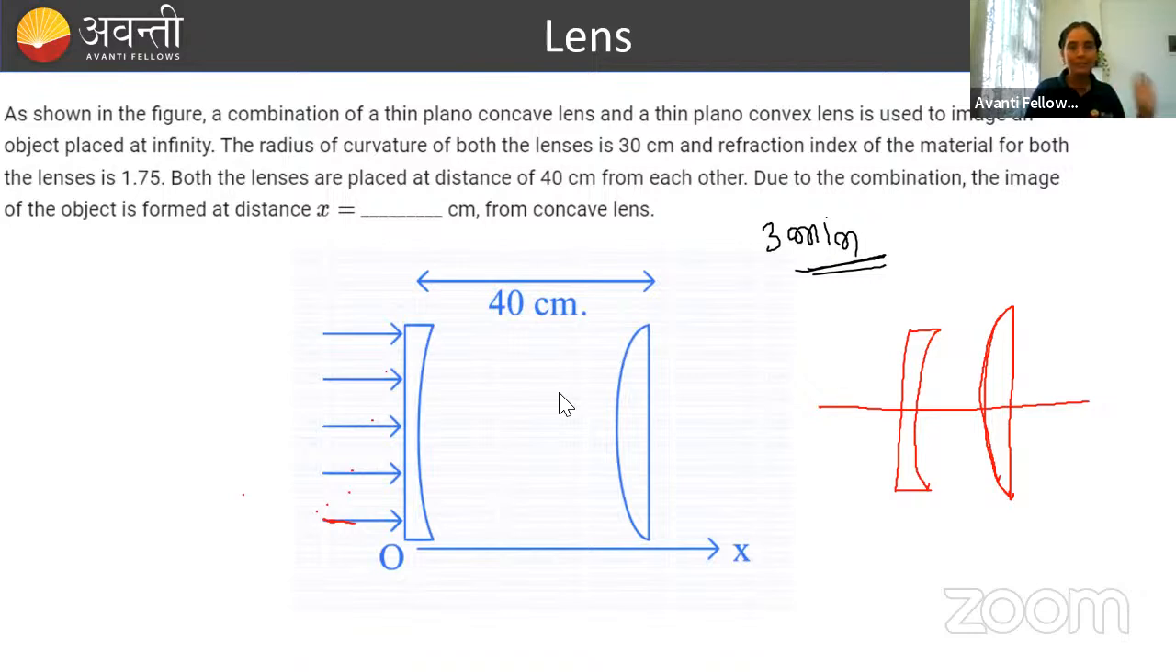The object is at infinity, so the ray of light falling on the concave lens will be parallel. So this parallel beam of light, you know how we draw refracted rays through a concave lens. It will get diverged like this. And after that, since this is a convex lens, it will converge the ray of light. So you need to be very careful with the ray diagram. Now it will bend up like this. So for the first lens, the image will get formed at its focus, somewhere here.